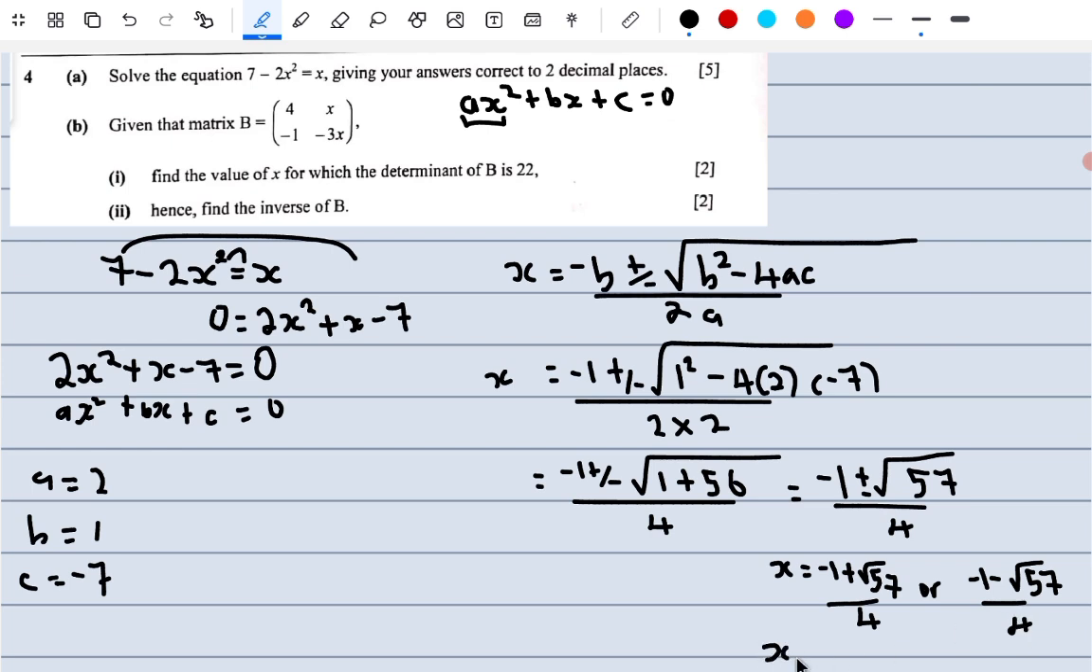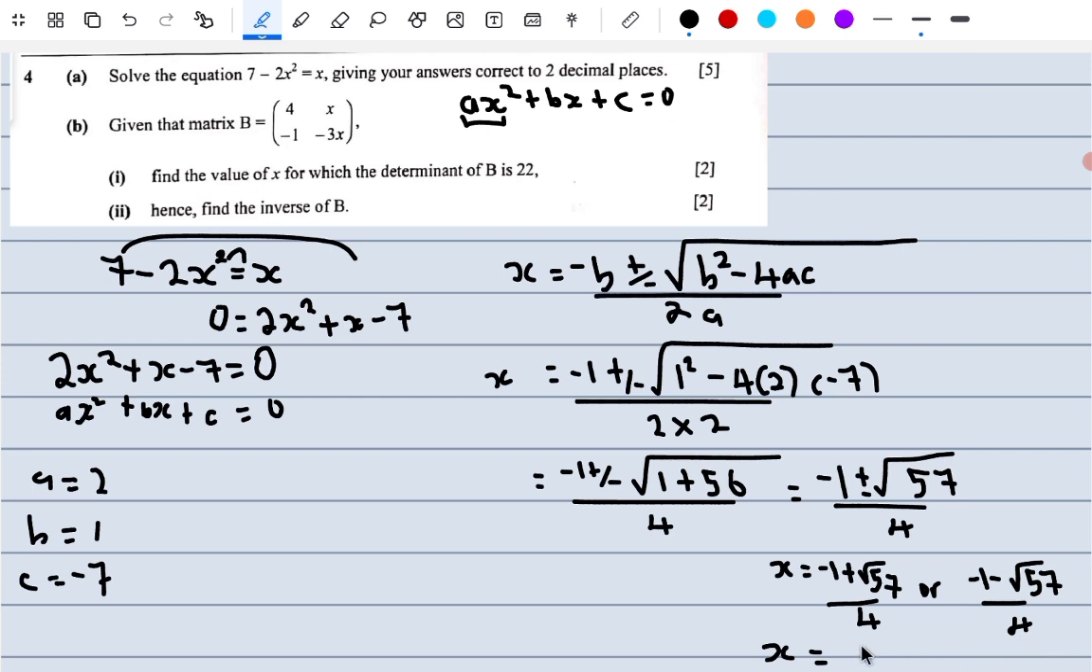And we're about done. Here now you just need to apply the calculator. You can't solve this in your head, and that's why it comes in paper 2. So you write them just as they are. You start with negative 1 plus square root 57, then you punch your equal sign, then divide by 4.